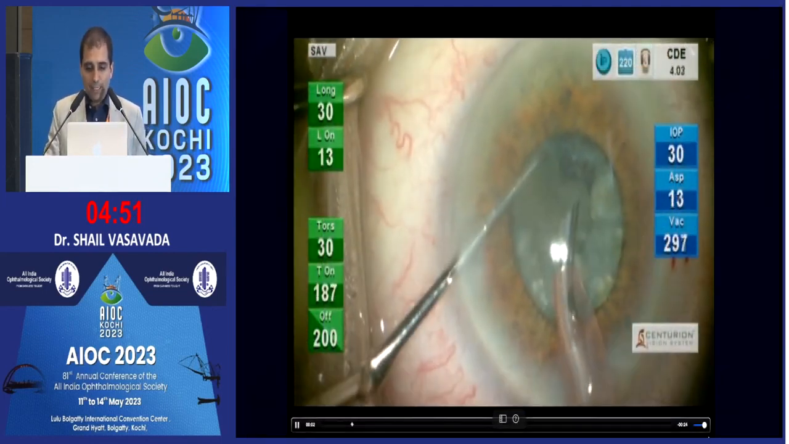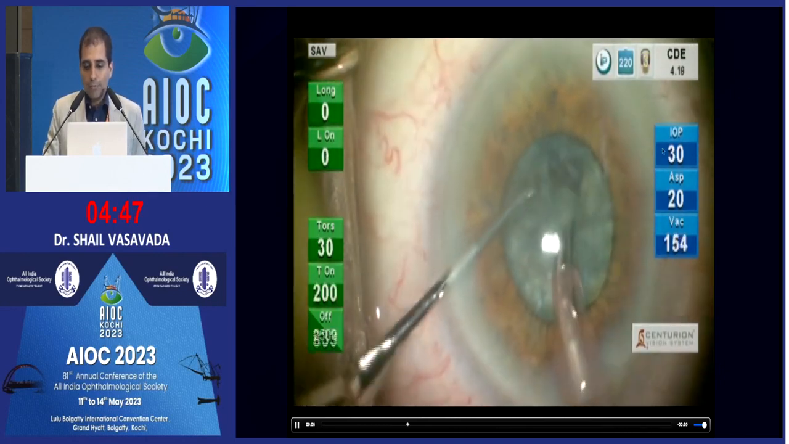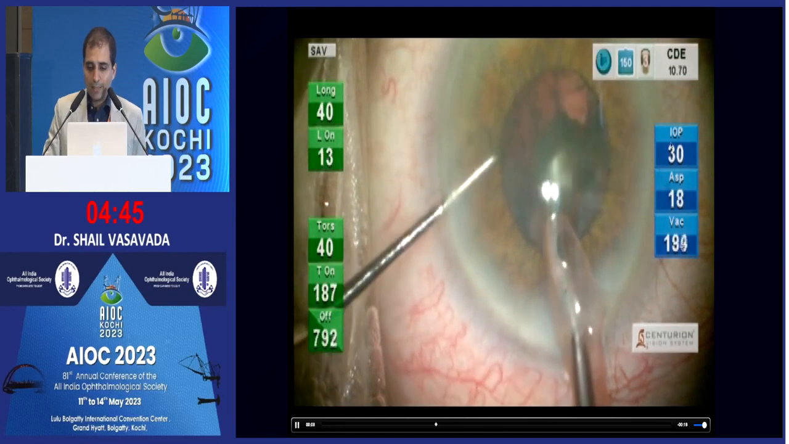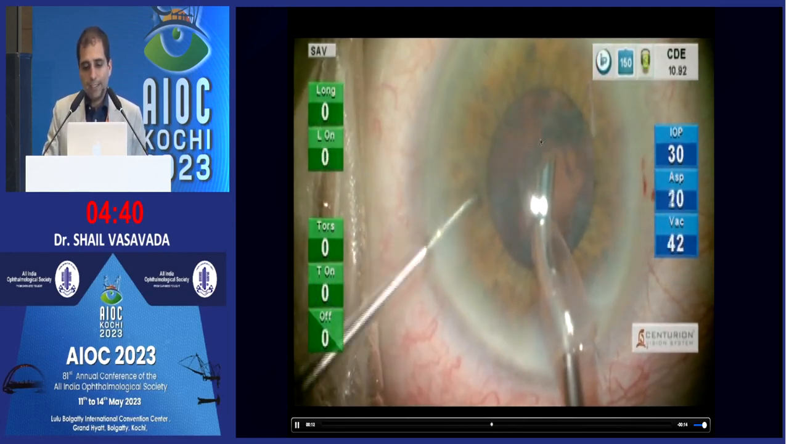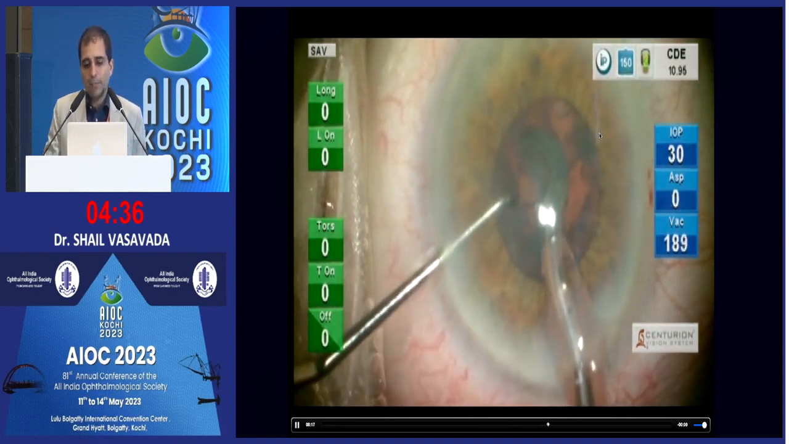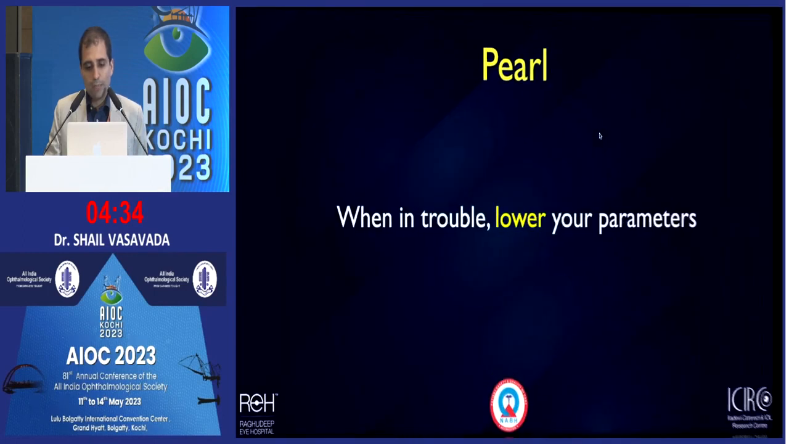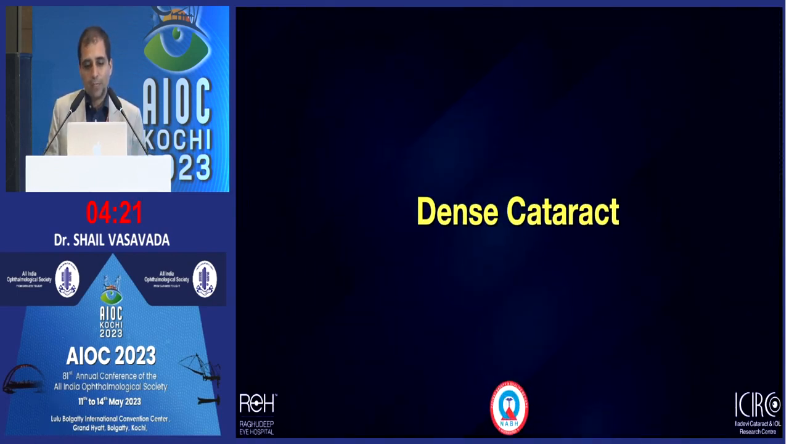Following that same principle in this eye, which has an even smaller pupil, if you maintain fluidics with a lower intraocular pressure and low flow rate and stay in the center with your phaco probe, the iris will behave reasonably well all through without prolapsing at any time. So when you are driving a car and there's trouble, instead of pressing the accelerator, lift your foot from the accelerator. Whenever in trouble, lower your parameters.